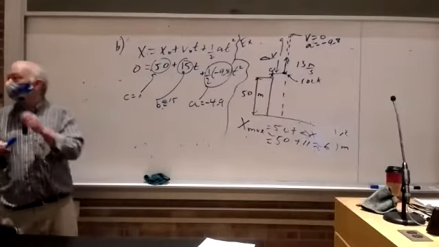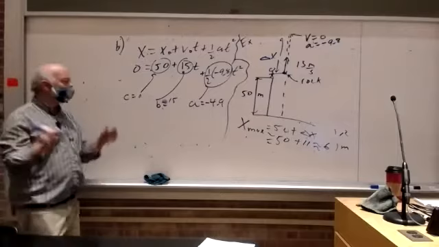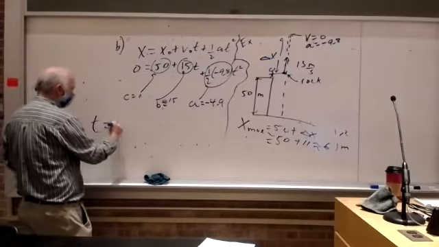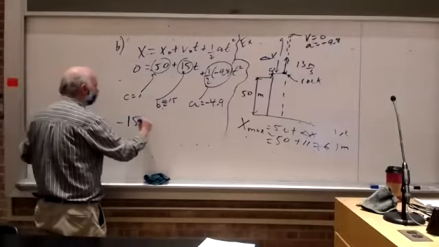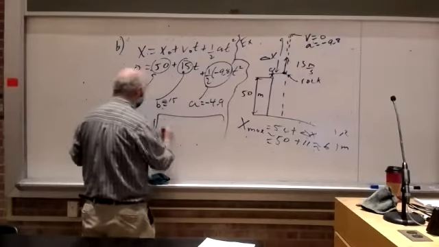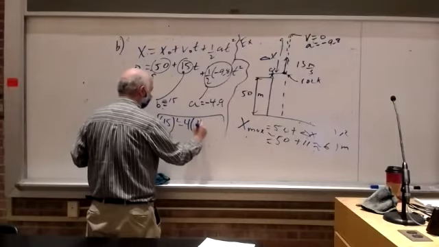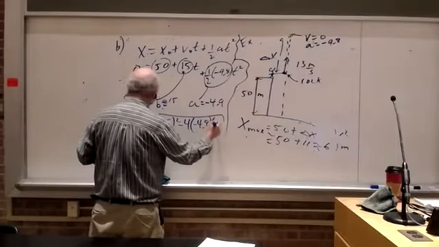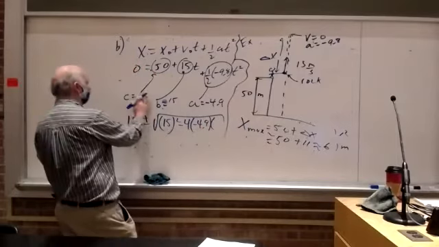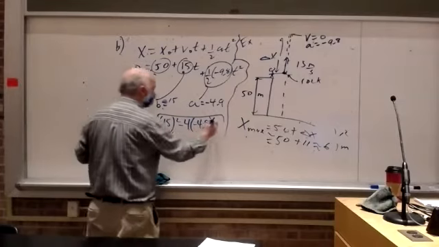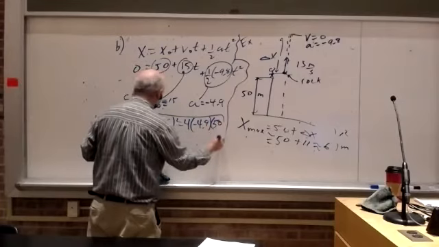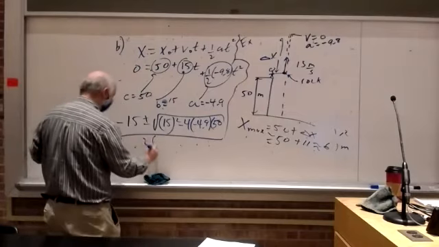Does that make sense? Okay, now quadratic. T equals minus B plus or minus the square root of B squared minus 4 times A C, all over 2A.